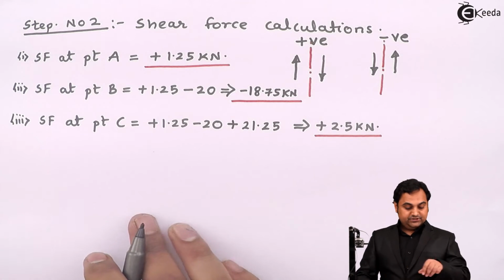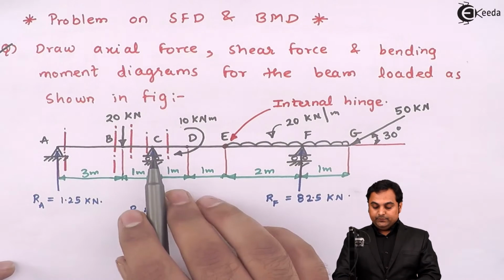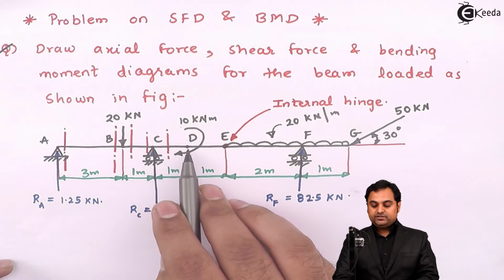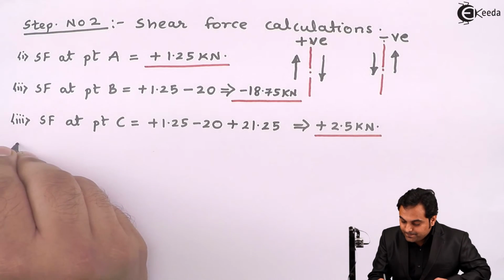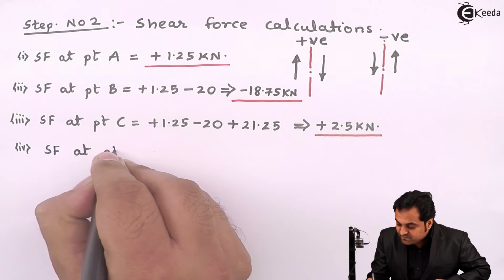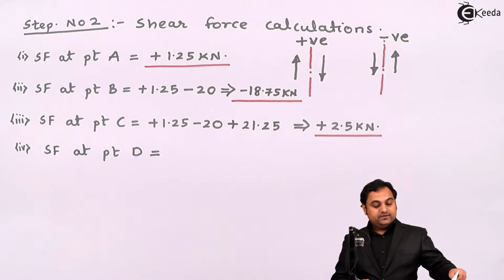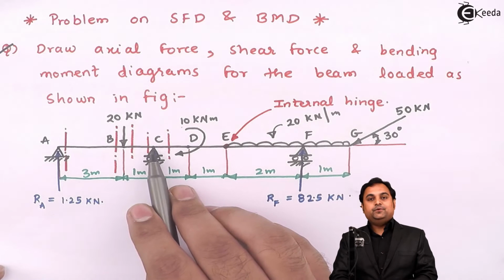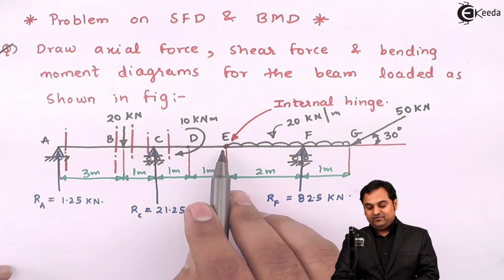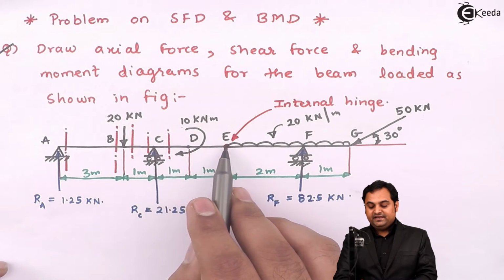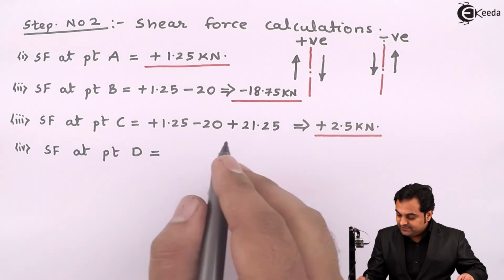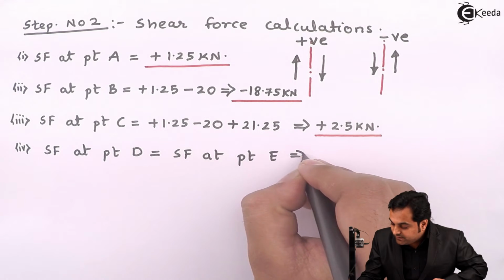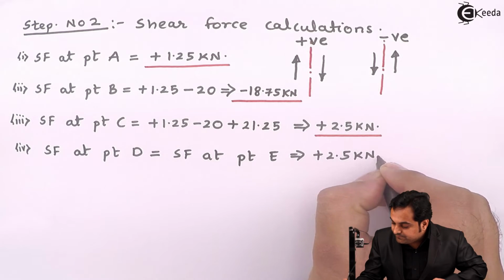After getting the shear force at point C, between point C to D there are no forces present, so whatever shear force we are getting at point C, same will be the value at point D. Similarly, there are no forces from D to E, so the same will be the value at E. It means in portions C, D and E the shear force remains constant. So I'll write down SF at point D is equal to SF at point E. Answer is plus 2.5 kilonewton.